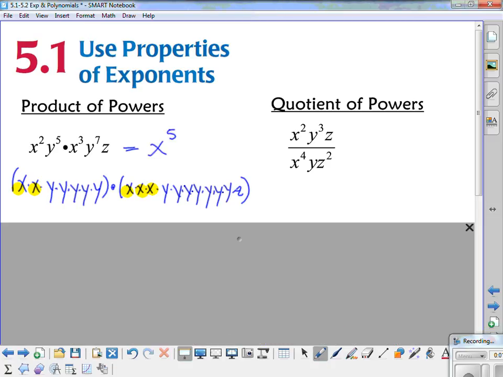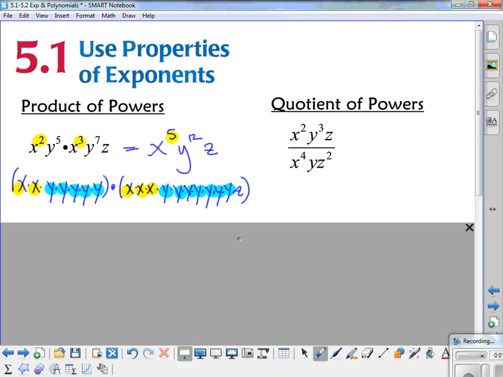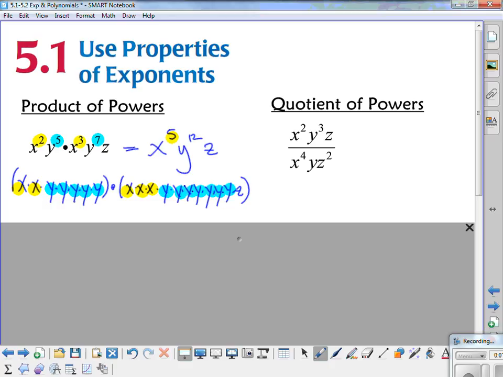X to the 5th. And then I have y times y times y times y times y times y times y times y times y times y times y times y. So what power is my y? Y to the 12th. And then I just have that one lonely z out there. So the shortcut, the property, is that when I'm multiplying with exponents, I can just add the exponents. 2 plus 3 is equal to 5. And 5 plus 7 is equal to 12. So it's a lot faster to just add the exponents, right?